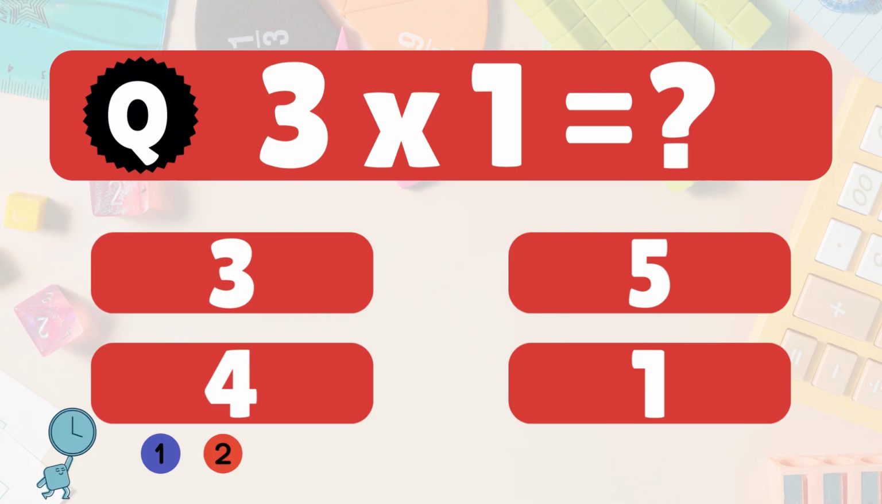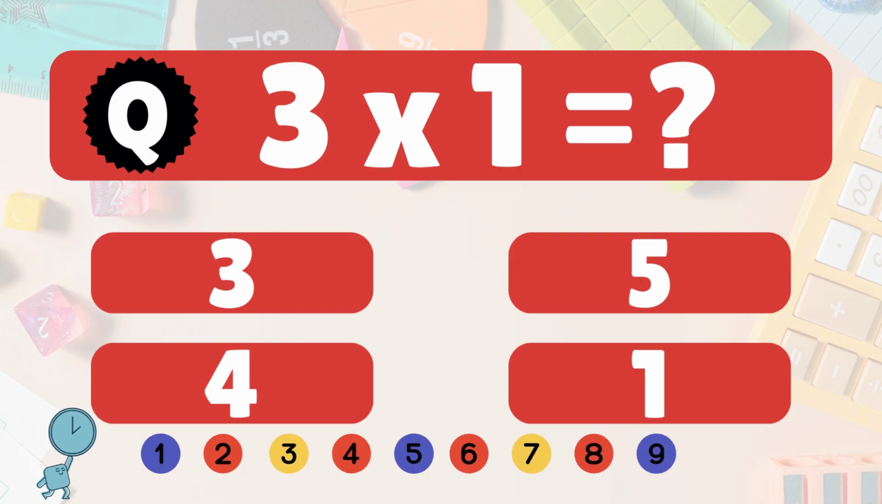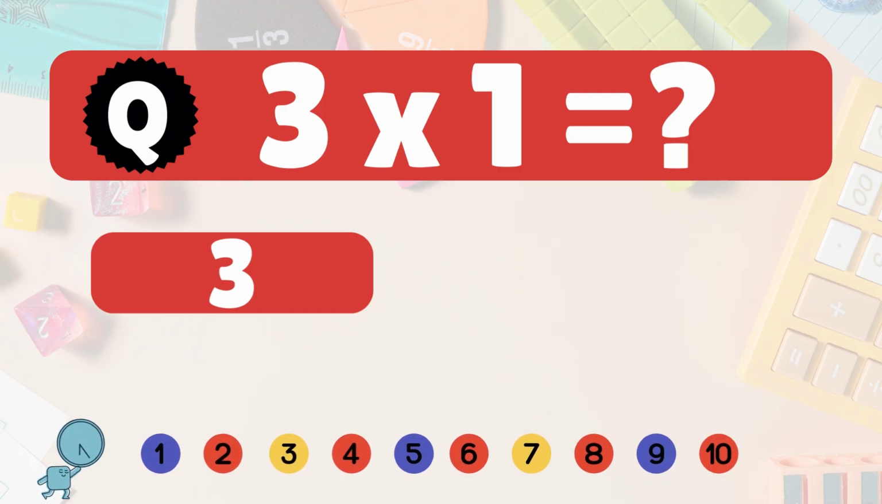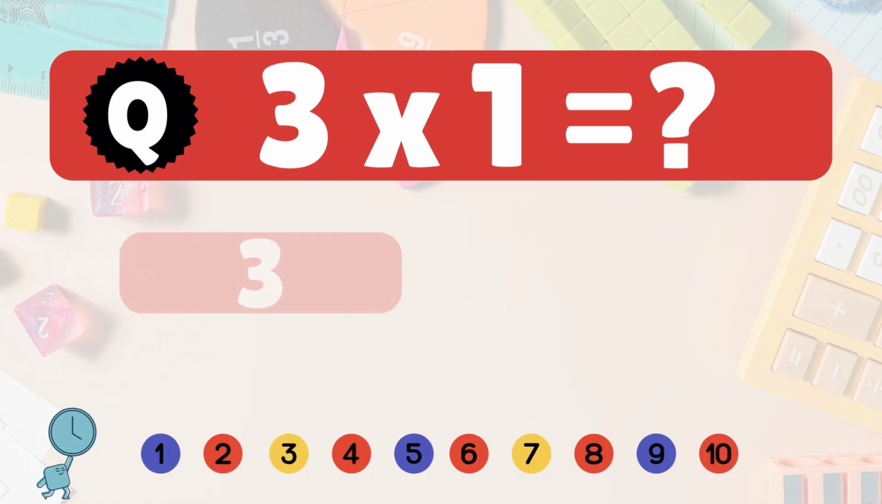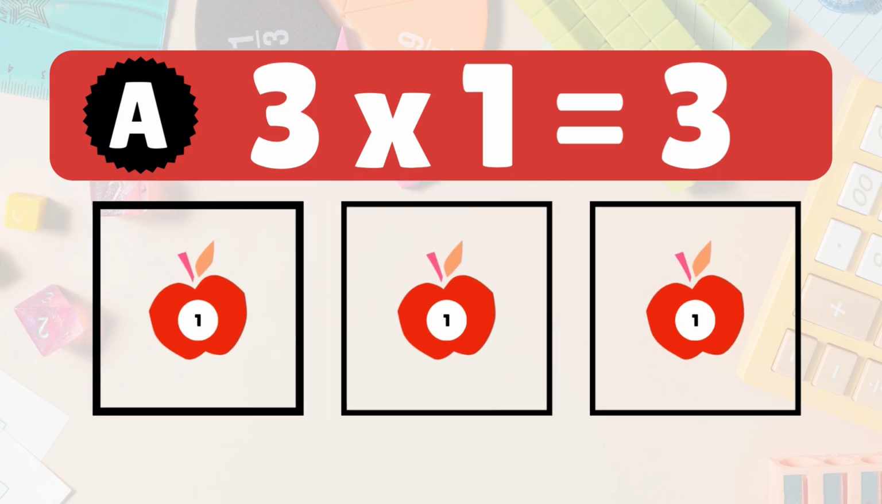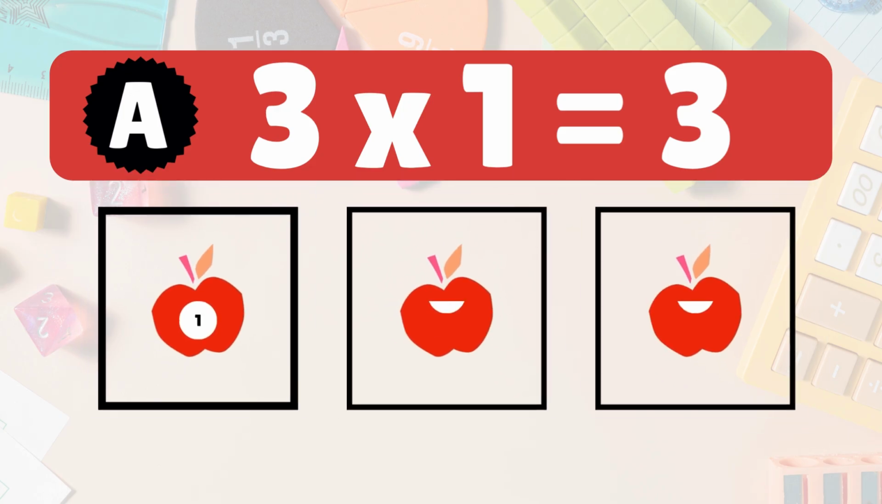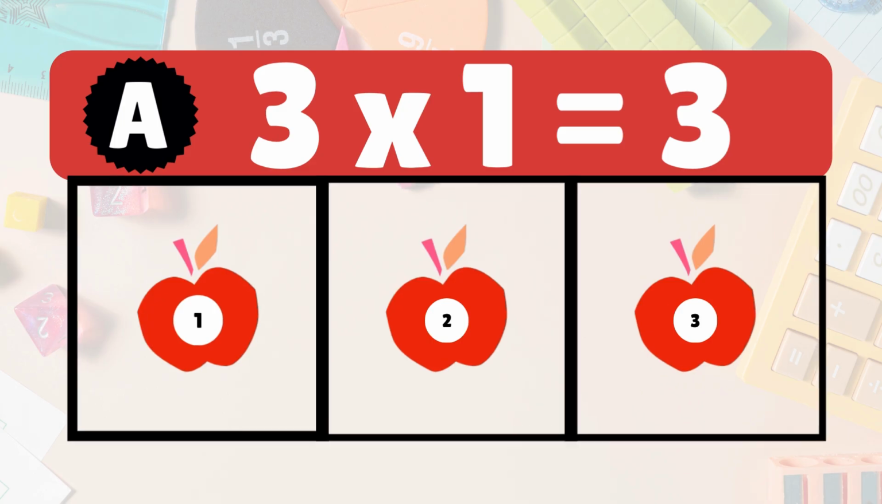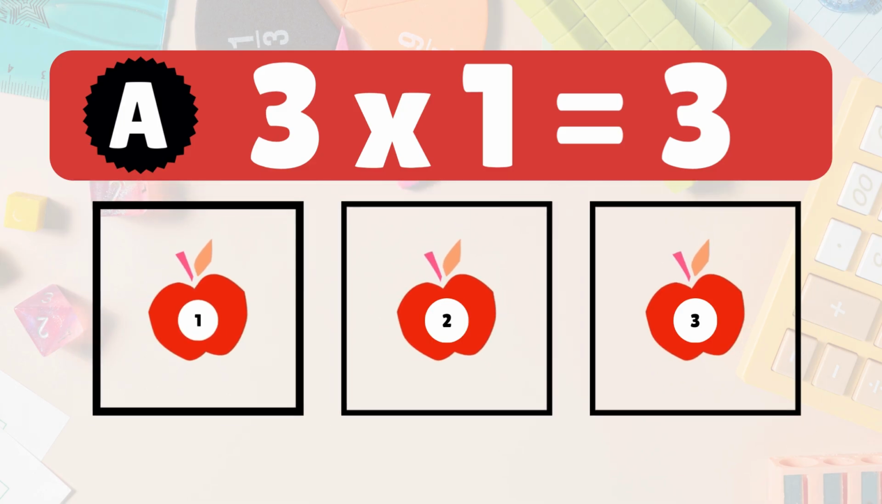Next, 3 times 1 is what? Three times 1 is 3. Here we have 3 groups of 1 apple each. 1, 2, 3. So, 3 times 1 is 3 apples.